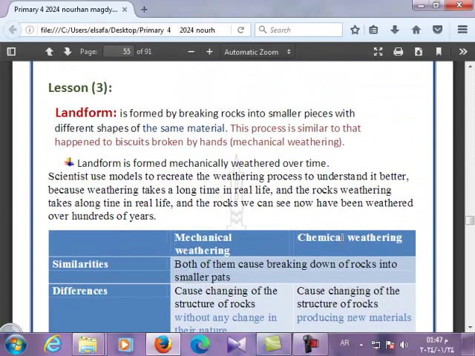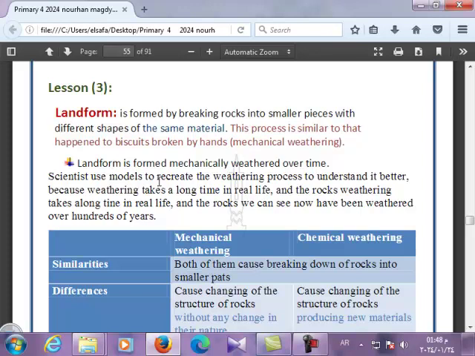Lesson 3, we talk about landforms. A landform is formed by breaking rocks into smaller pieces with different shapes of the same material. This process is similar to what happens to a biscuit broken by hand, and this change is mechanical weathering. Landforms are formed as rocks are mechanically weathered over time.